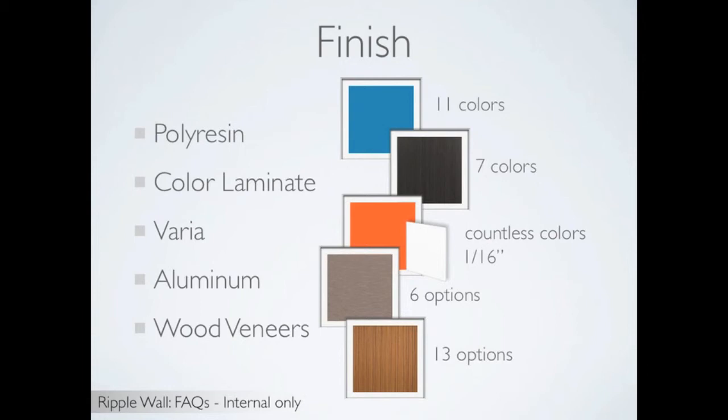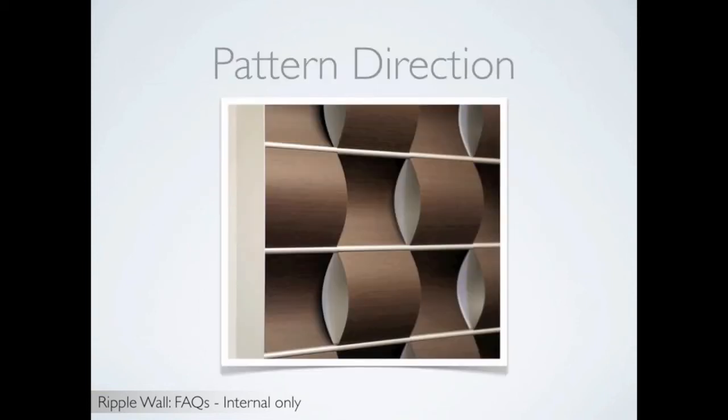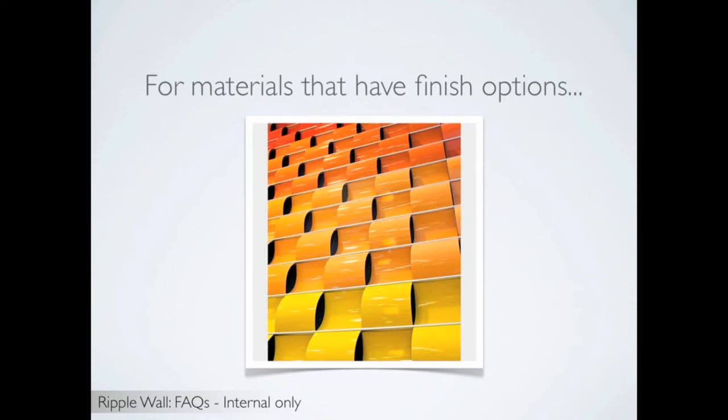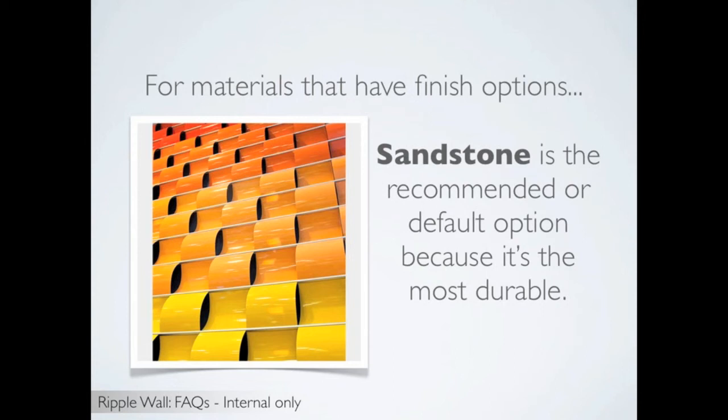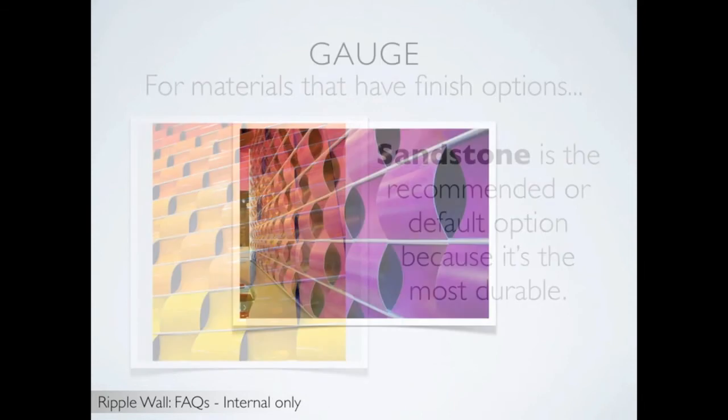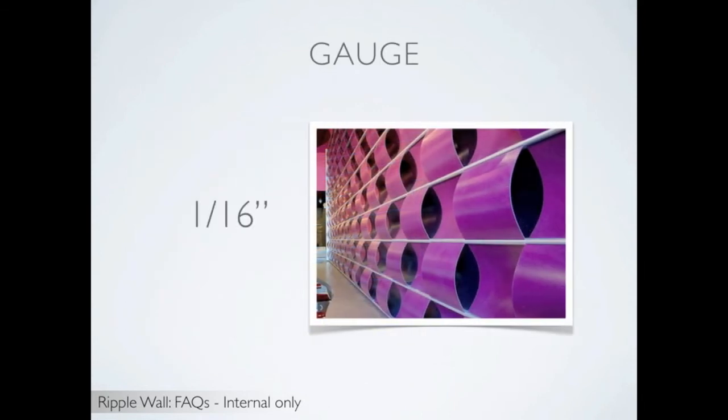Be aware that there are additional customization possibilities within each of the standard options, and each possibility will be evaluated on a case-by-case basis. When it comes to pattern direction, any pattern will have to run parallel to the length or long dimension of the tiles. Also keep in mind that for materials that have finish options, such as Varia, sandstone is the recommended or default option because it's the most durable. Finally, when it comes to the gauge, Ripple Wall must always be 1/16 of an inch.